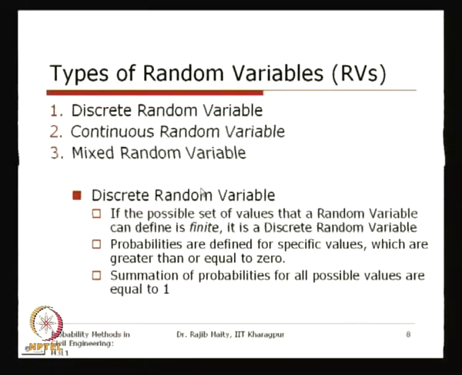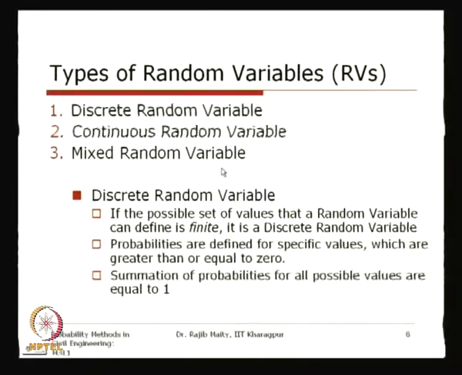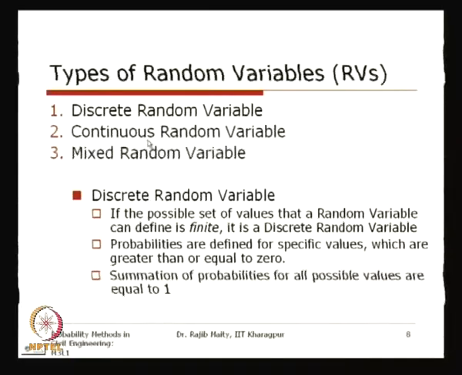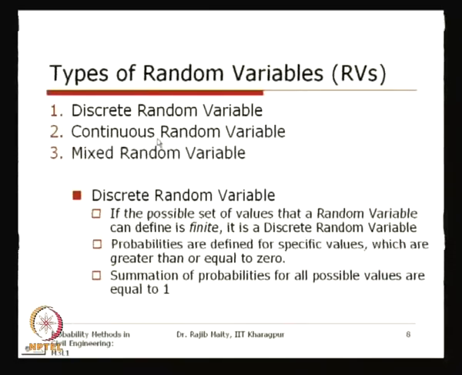Now, with this concept, we will see different types of random variables. There are basically two types of random variables: one is the discrete random variable and the other is the continuous random variable. But sometimes, particularly in civil engineering applications, we have seen some distributions which can be treated as mixed random variables as well.